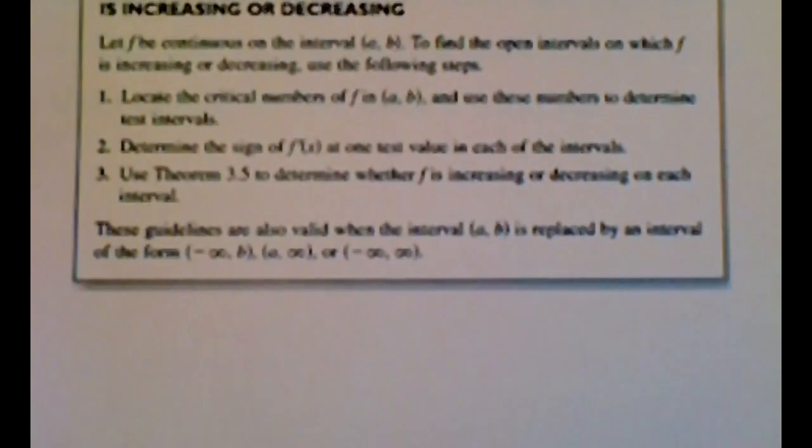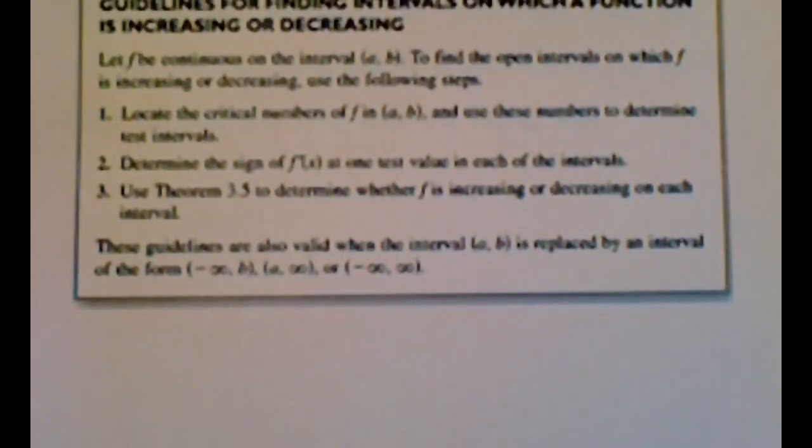So our guidelines for increasing and decreasing. Our function must be continuous. To find the open intervals on which it is increasing and decreasing, we locate the critical numbers, which is setting the derivative equal to 0. We determine the sign of f prime of x at one test value in each interval. We pick a number in each interval we made and plug it in. And then we use theorem 3.5 to determine whether the function is increasing or decreasing on each interval, which is just whether it's positive or negative.